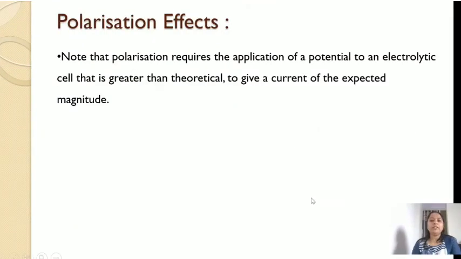Note that polarization requires the application of a potential to an electrolytic cell that is greater than theoretical to give a current of the expected magnitude. To get a current of the expected magnitude, the potential applied to the electrolytic cell must be greater than the theoretical value.